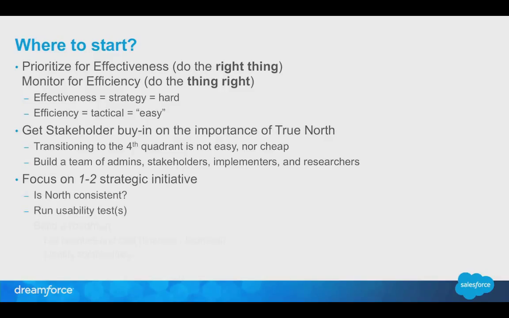Again, is north consistent? Do usability tests, build a roadmap. So one of the things that Matt and his team did after this research is start prioritizing. We're not going to fix everything, but let's at least figure out the roadmap to get there.